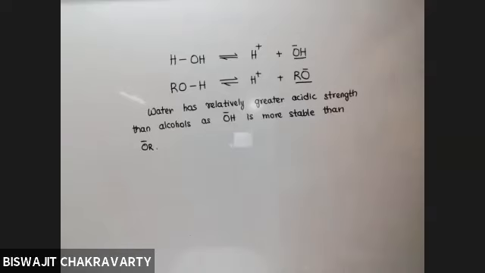And among alcohols, which alcohol do you think is most acidic? 1 degree, 2 degree, or 3 degree? 1 degree. Because here we want lesser alkyl groups. Because the more the alkyl groups, the slower the reaction, because we get less stable alkoxide ions. Is that clear up to this much? Yes, sir.